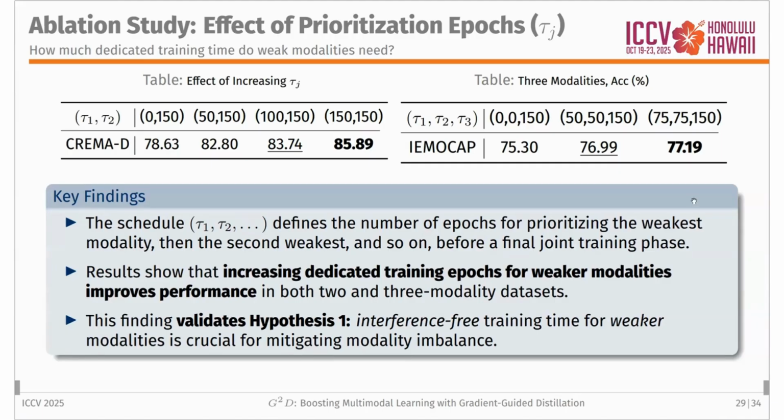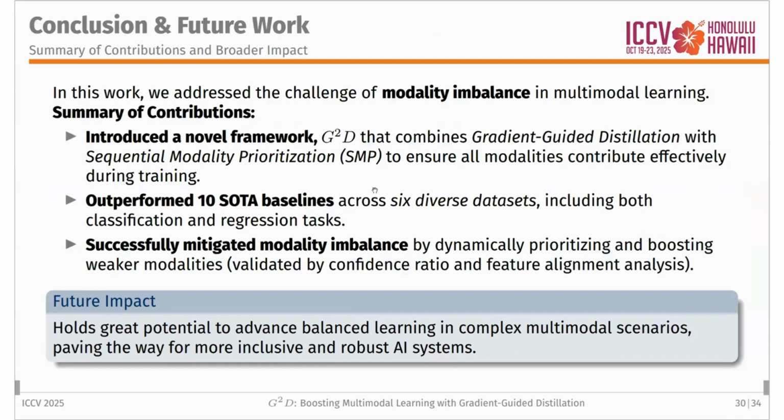So here is the conclusion of our work. We addressed the challenge of modality imbalance in multimodal learning. We introduced a novel framework, G2D, that combines gradient-guided distillation with sequential modality prioritization to ensure all modalities contribute effectively during training. We outperformed 10 state-of-the-art baselines across 6 diverse datasets, including both classification and regression tasks, and we've successfully mitigated modality imbalance. This work holds great potential to advance balanced learning in complex multimodal scenarios, paving the way for more inclusive and robust AI systems.